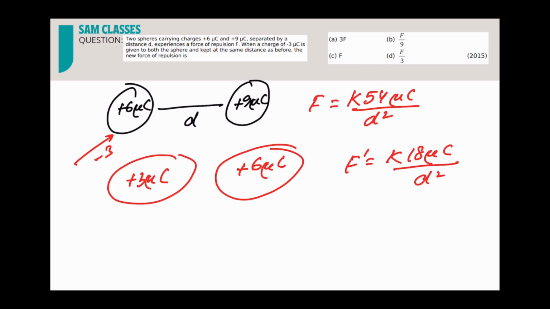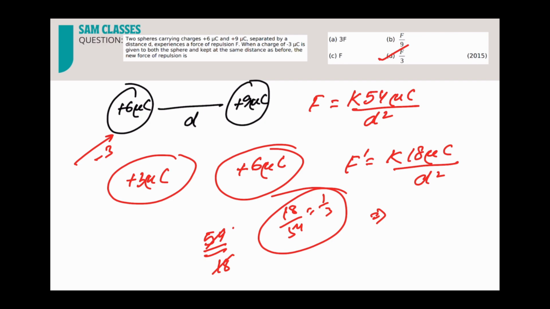If you see the difference between these two, directly you don't have to solve it. It is 3 times less, so directly you can mark the option F by 3. Do I need to write down everything? No. Even if I write the value 54 for the charge product and for the next 18, because I already know d square is the same for both cases, I can directly say the next force is 1 by 3 of it, or 18 by 54. I don't have to write everything; you can do it in 1 second.